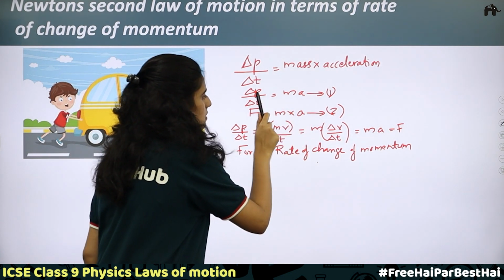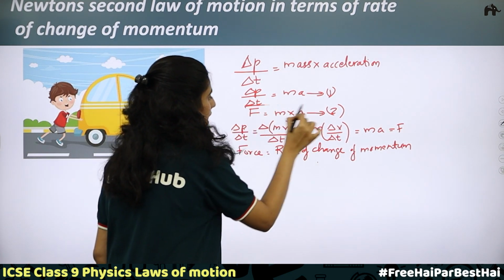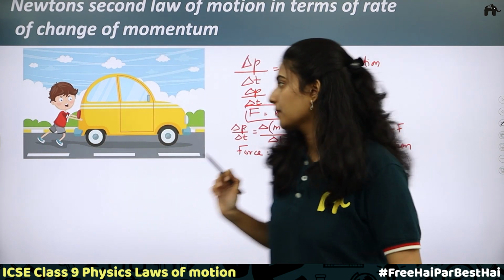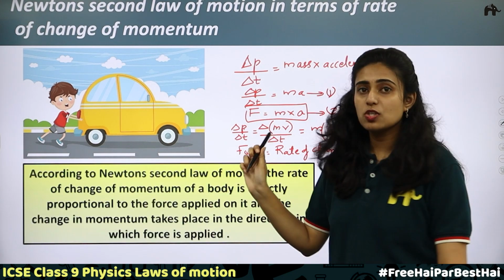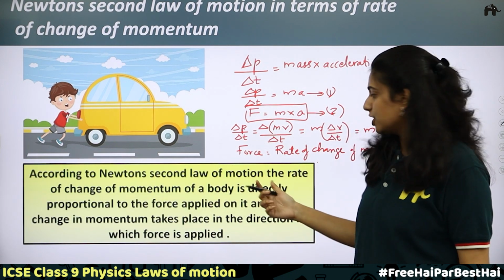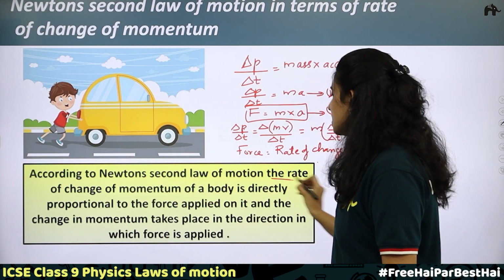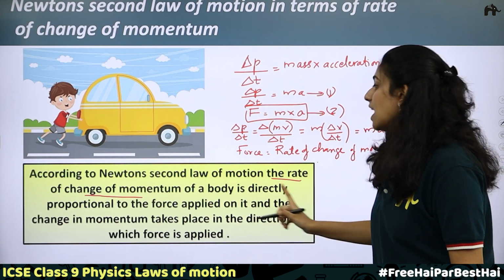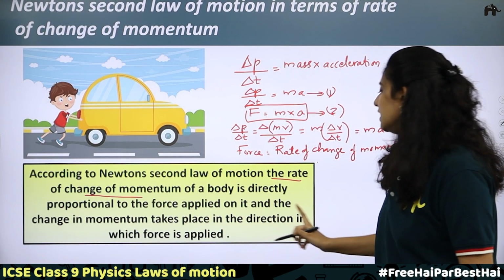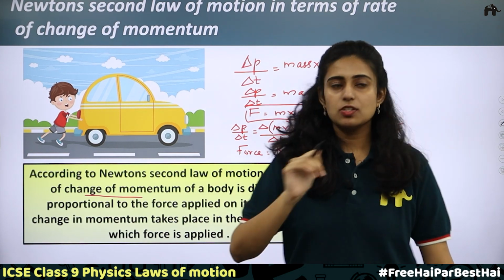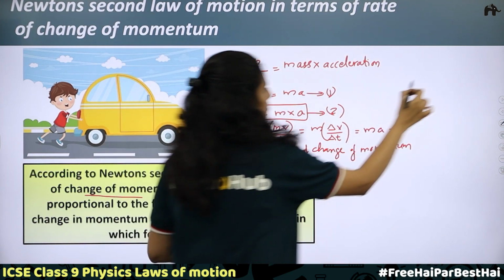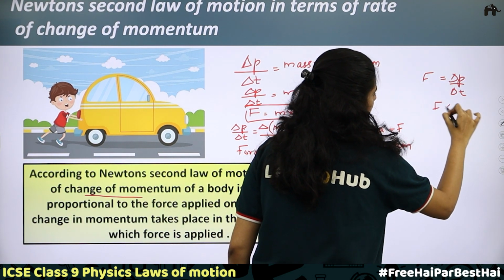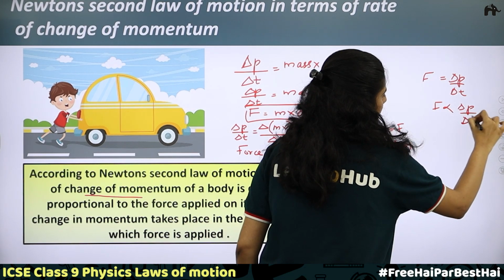We know force is mass into acceleration, which is a mathematical expression for Newton's second law of motion. We have studied this in the previous class. So, according to Newton's second law of motion, the rate of change of momentum of a body is directly proportional to the force applied on it, and the change in momentum takes place in the direction in which the force is applied. So, here this conclusion can be made, that is F is equal to delta P by delta T, or F is directly proportional to delta P by delta T.